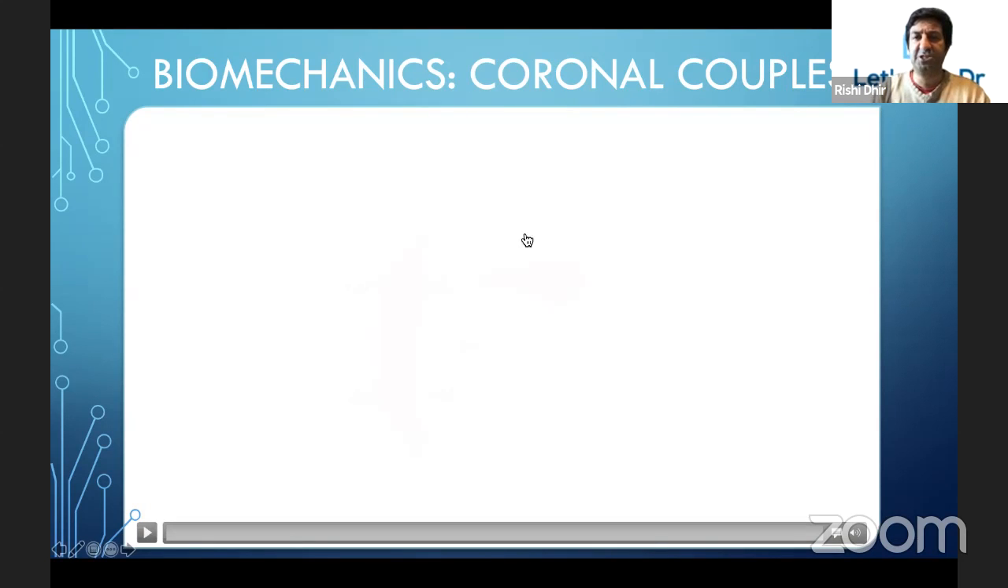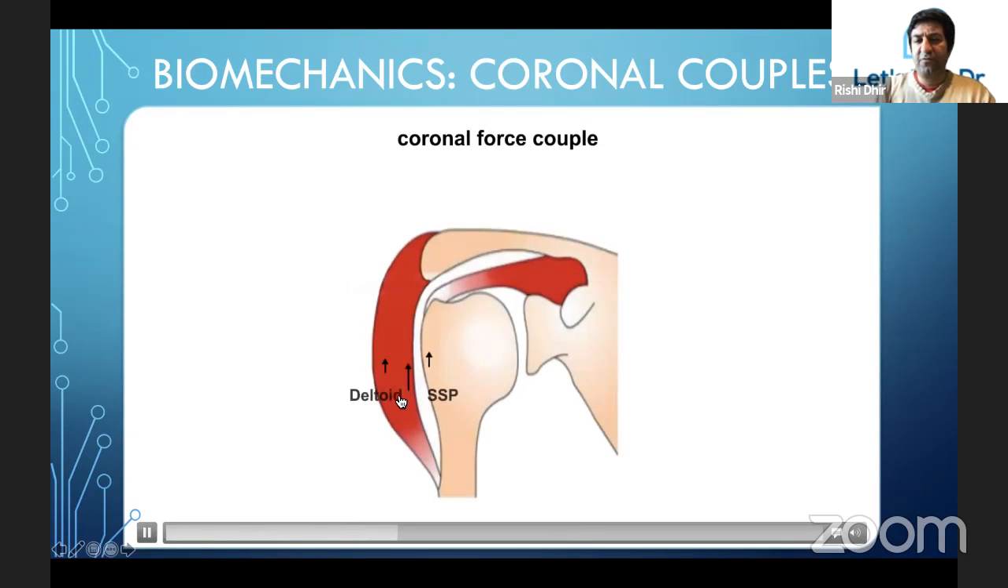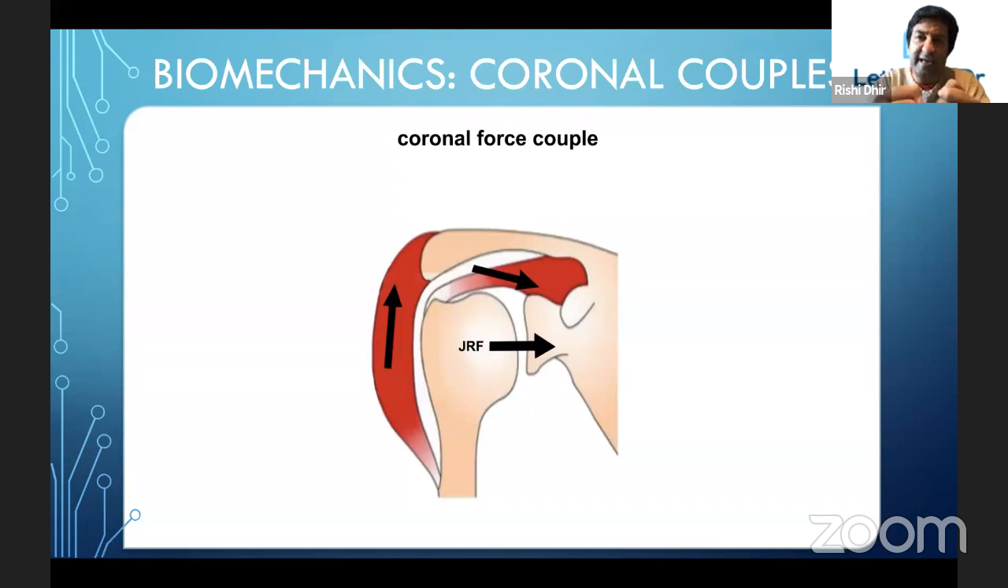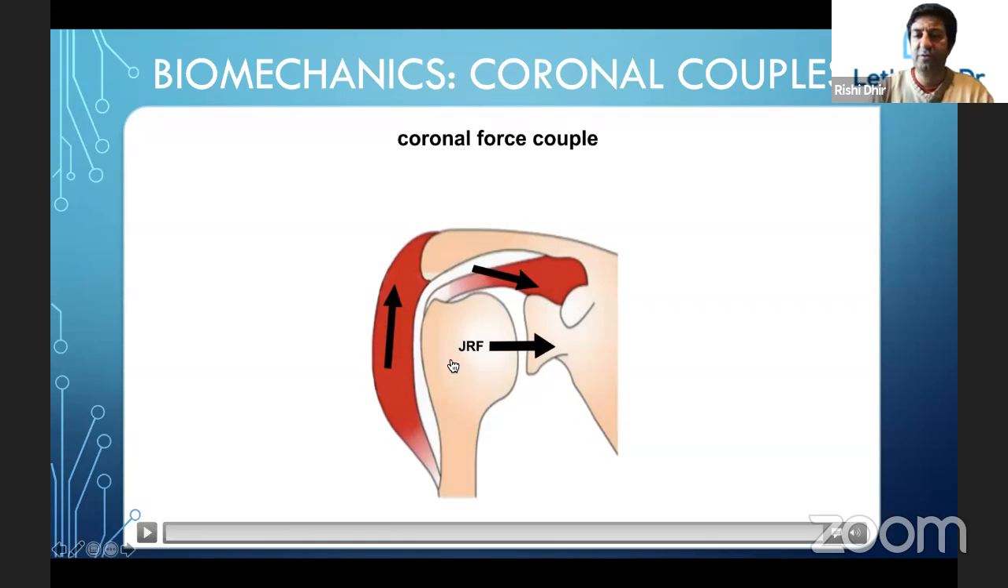So I'm just going to demonstrate to you in this diagram here. In the coronal plane, you've got the force of deltoid, which is essentially pushing the head up, and you've got supraspinatus, which is pushing the head down and in. This creates a net joint reaction force, which essentially compresses the head against the glenoid, a process known as concavity compression. So it helps to fix the head against the glenoid. So that's the coronal force couple.